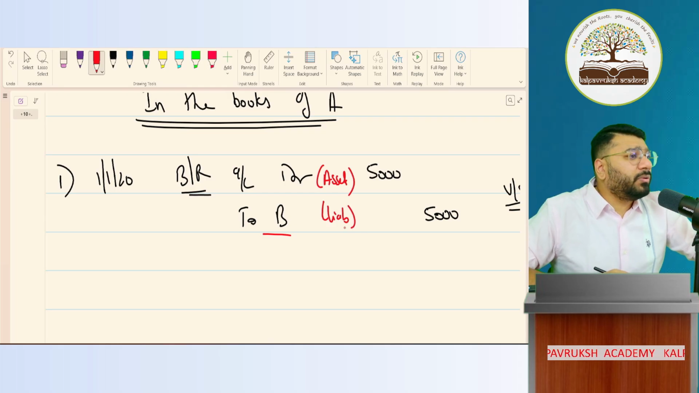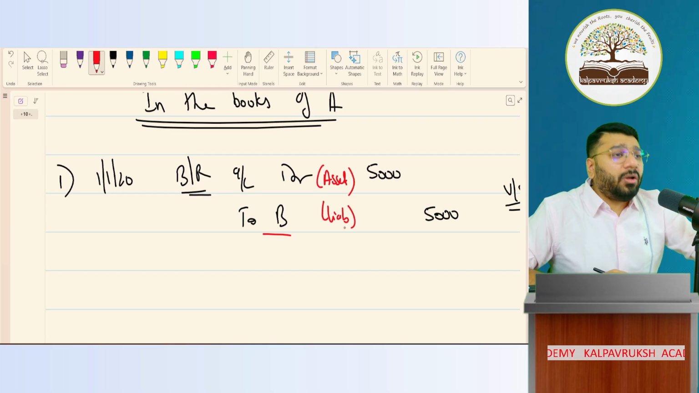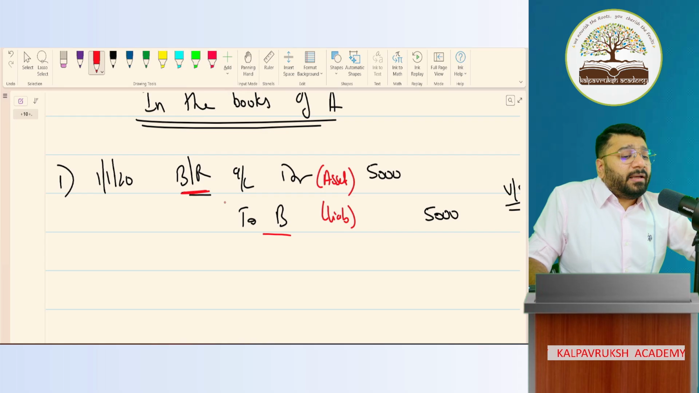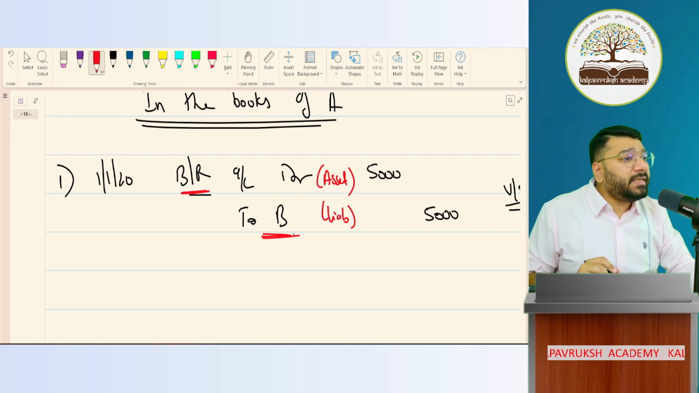Sir, why are you explaining this so much? This is understood only, no? I'm trying to put one perspective in mind. In the first instance, if you got it, well and good, nothing wrong. But for those who have not got it, why BR is debited here or B is credited, I gave a logic behind it. Is that clear or not clear?